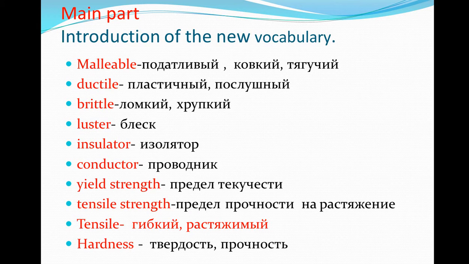Well, next, main part, introduction of the new vocabulary. I'm going to read the new words. You have to repeat after me. Malleable. Ductile. Brittle. Luster. Insulator. Conductor. Yield strength. Tensile strength.